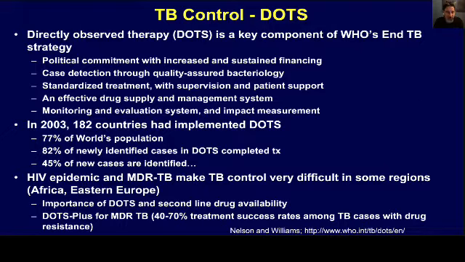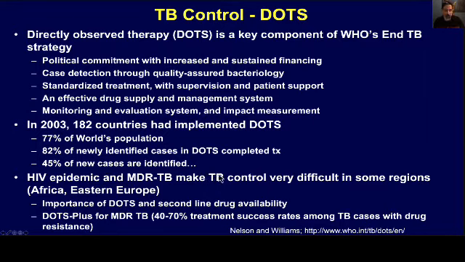There were some estimates from 2003 that showed about 182 countries around the world had implemented some form of the directly observed therapy treatment approach that is advocated by WHO, covering about 77% of the world's population. About 82% of those newly identified cases in the DOTS program completed treatment. It does follow people all the way until the end of their TB treatment course. So this directly observed therapy also generates a lot of useful information about how well people are completing therapy. So 82% of newly identified cases completed that 6-month course of treatment.